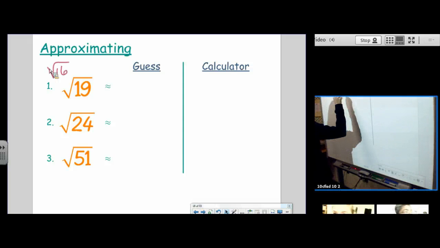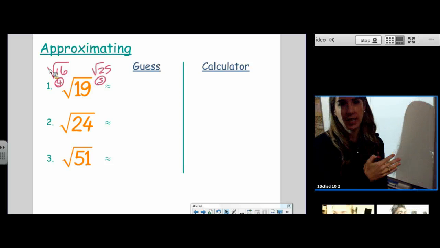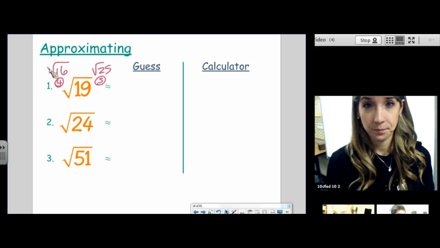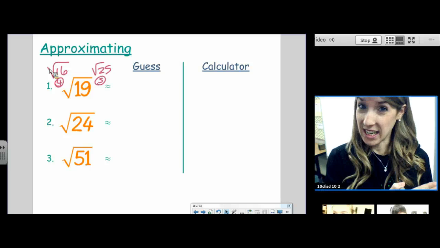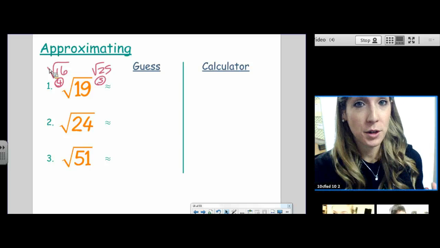Which one's a little bit more? Square root of 25. So the square root of 16 is 4. The square root of 25 is 5. Is 19 closer to 16 or closer to 25? It's closer to 16. So our answer is between 4 and 5, but it's a little bit closer to 4.